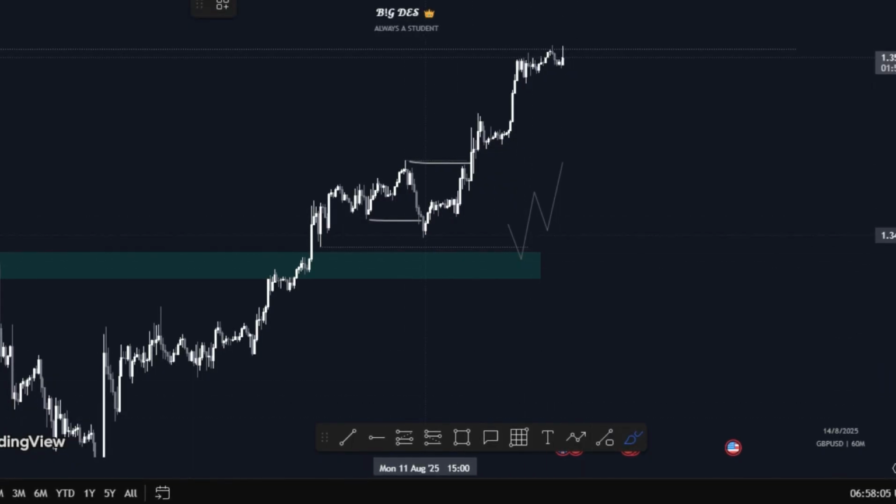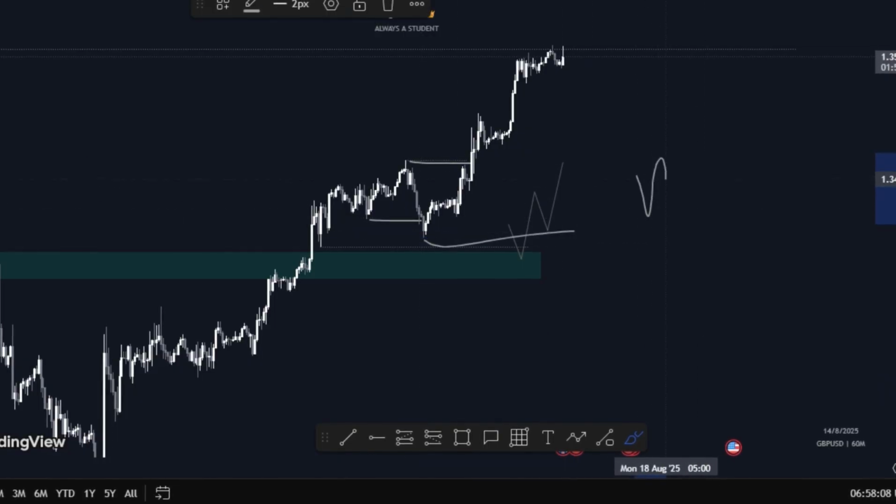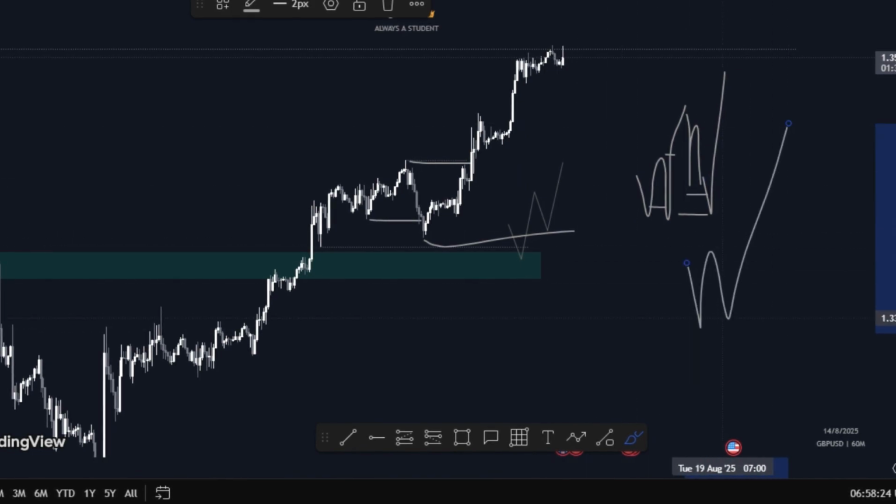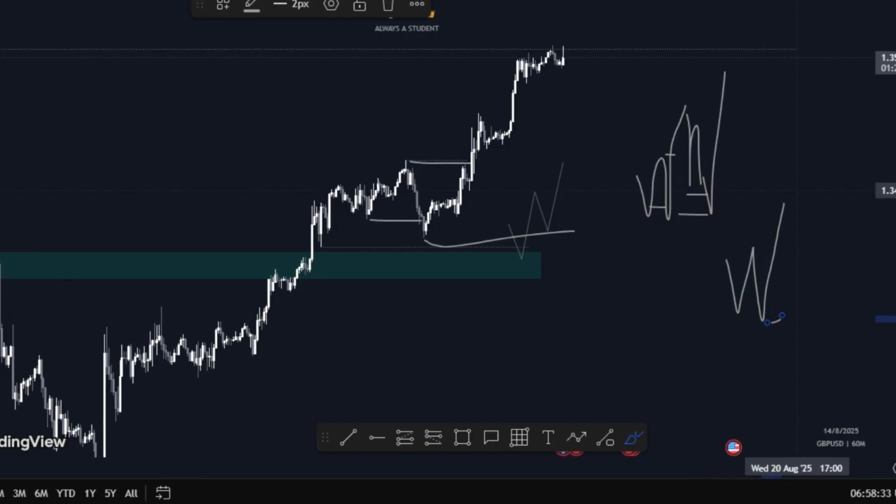Because as I illustrated before, when liquidity is taken and then there is a break, if the market doesn't give us a structural liquidity around here to buy from, the market will most likely come for this low over here.